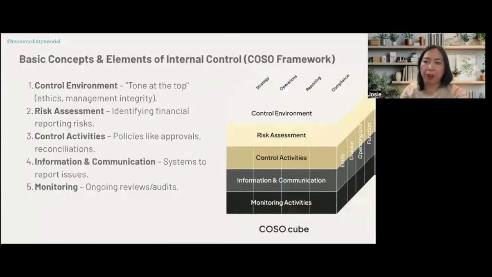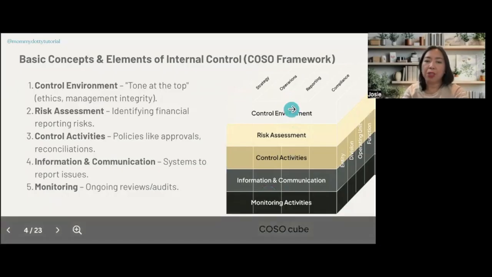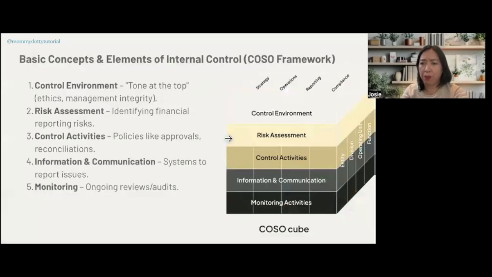Okay, let's talk about the COSO framework. The COSO framework is the gold standard. So think of it like a house. The control environment, this is what you see here on the top. This is the COSO cube. It's also called the COSO cube. The control environment is the foundation. It is about the environment that exists within the organization and includes areas such as values, structures, division of labor, and retaining competent personnel. In short, ethics matter. So this is also called the tone at the top.